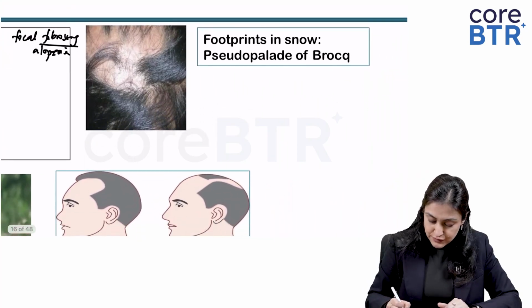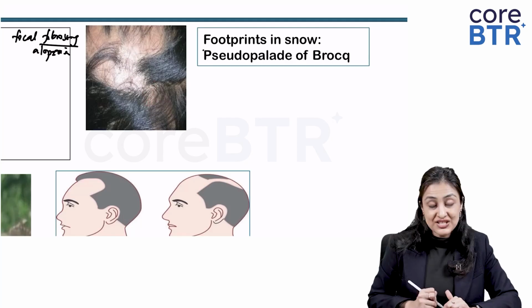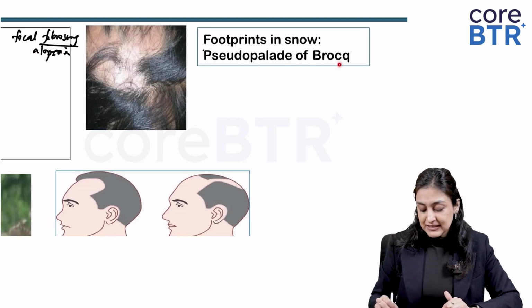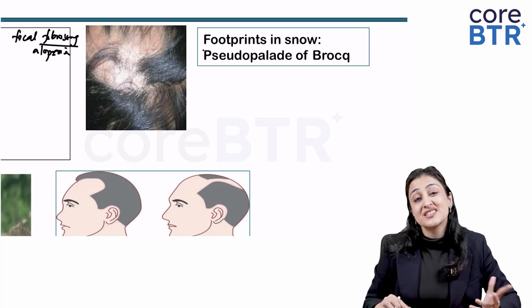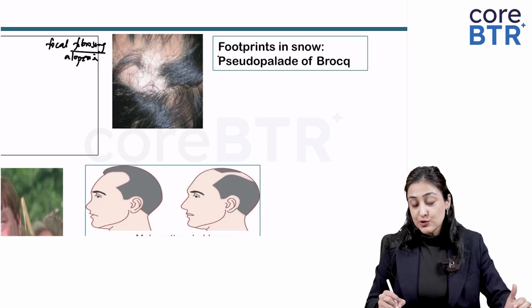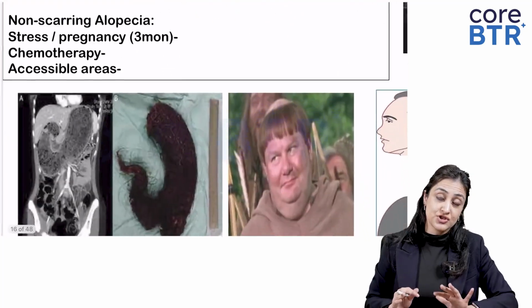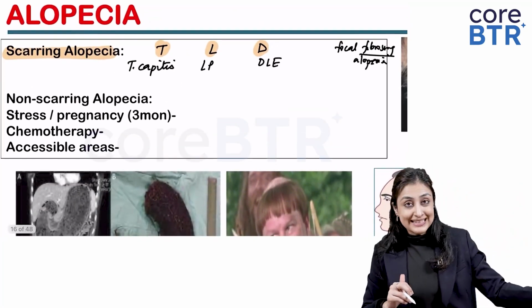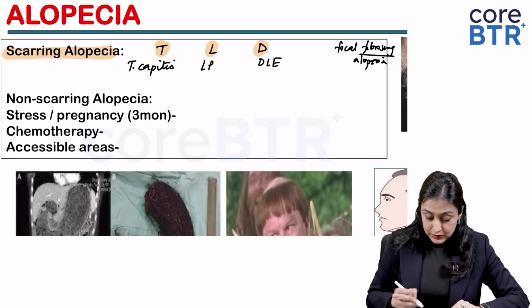That does not need to be remembered because fibrosis is in the name. The other one is where you see the footprints in snow appearance: patchy areas with scarring. This is seen in a very weird condition called pseudopelade of Brocq. This is just a variant of DLE actually, but you can remember it. So these are 5 total causes, but I suggest you remember TLD: tinea capitis, lichen planus, DLE. We'll go into the details.